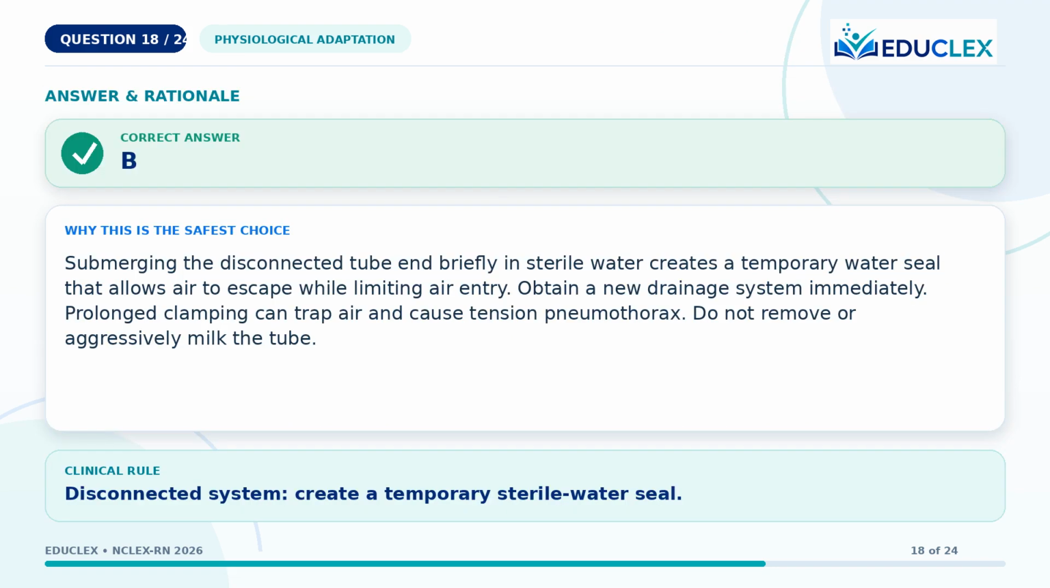The correct answer is B. Submerging the disconnected tube end briefly in sterile water creates a temporary water seal that allows air to escape while limiting air entry. Obtain a new drainage system immediately. Prolonged clamping can trap air and cause tension pneumothorax. Do not remove or aggressively milk the tube.